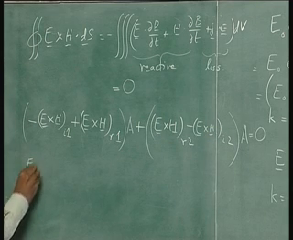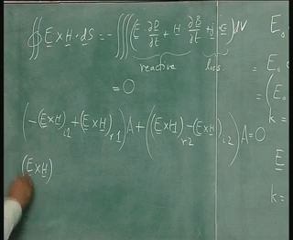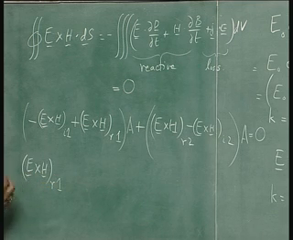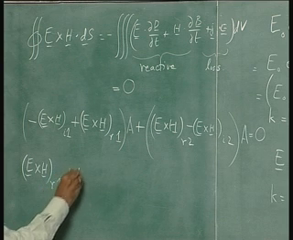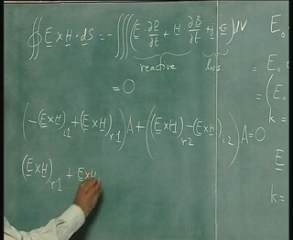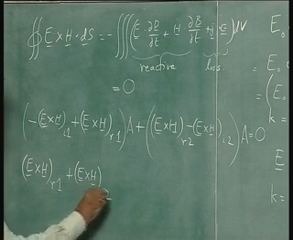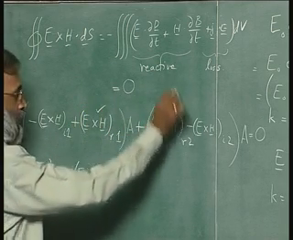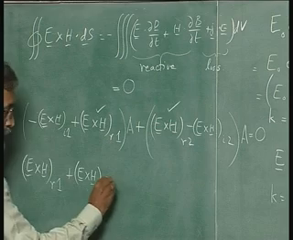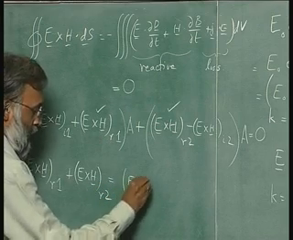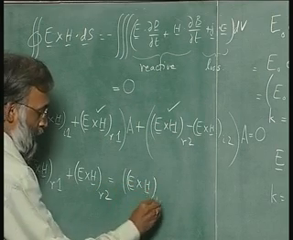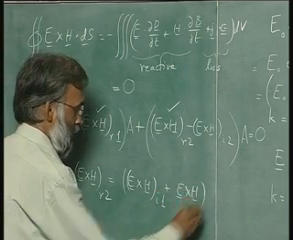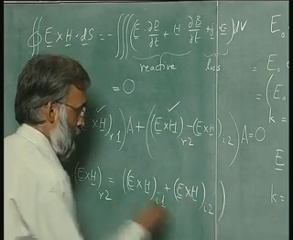I get E cross H reflected on surface 1 plus E cross H reflected on surface 2. So, that is these two terms is equal to E cross H incident 1 plus E cross H incident 2.